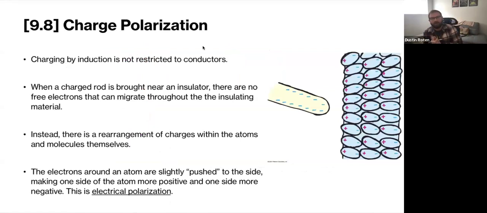The last thing, charge polarization. So we talked about charging by conduction, charging by induction. We can actually charge by induction on an insulator as well. So it's not just restricted to conductors. Usually you see it done with conductors, like conducting spheres. But in this case, when a charged rod is brought near an insulator, there aren't really any free electrons to move around. So what that means is we're actually going to charge by polarization. So instead of pushing electrons all around the substance, we're just going to scoot them. We're going to shift them a little bit. Okay, so this is where that rearrangement comes in.